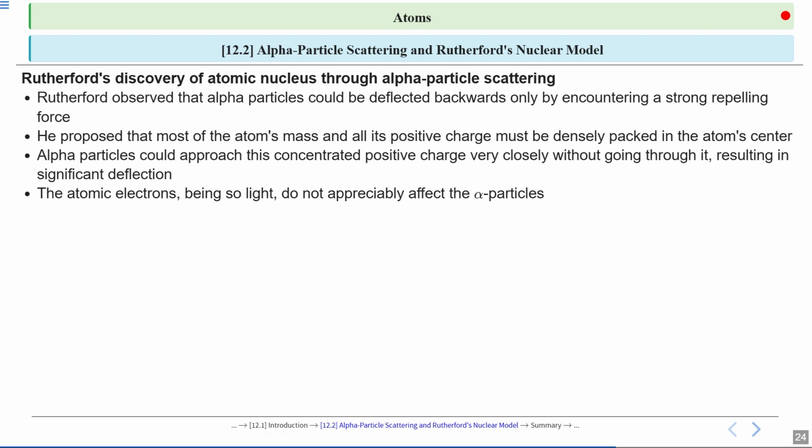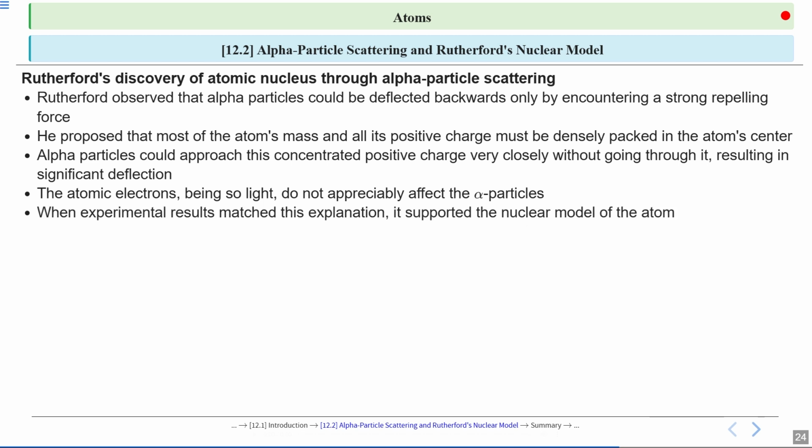It's important to note that atomic electrons are much lighter than alpha particles. Because of this, electrons don't significantly affect the path of the alpha particles during the experiment. The main interaction is between the alpha particle and the massive positively charged nucleus. When Rutherford's experimental result matched this explanation, it provided strong support for the nuclear model of the atom. This model replaced the earlier idea of diffuse positive charge and led to our modern understanding of atomic structure.